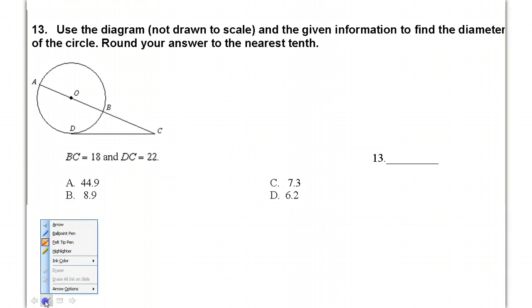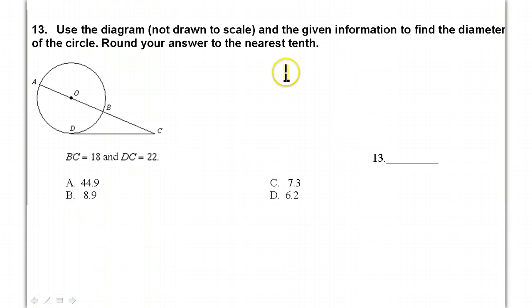Okay, we need to be really careful with this one. There's no X on here anywhere, so we need to look for exactly what we are being asked to find. Use the diagram and the given information to find the diameter of the circle. Round your answer to the nearest tenth. So we are being asked to find the diameter.